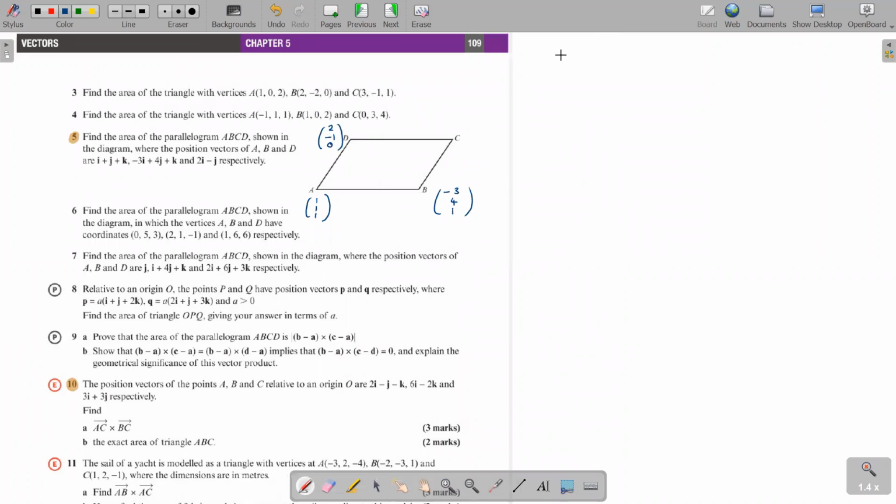Okay, so what's the equation for the area of the parallelogram? Area equals, this time there's no half, right? Directly, what do you get? AB cross AD. Directly AB cross AD.